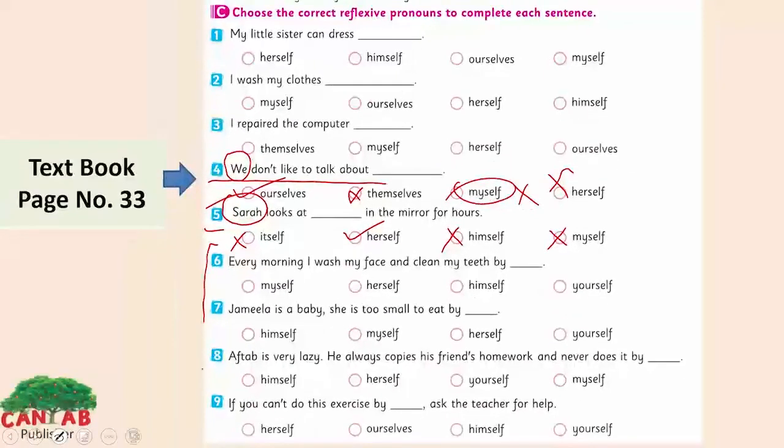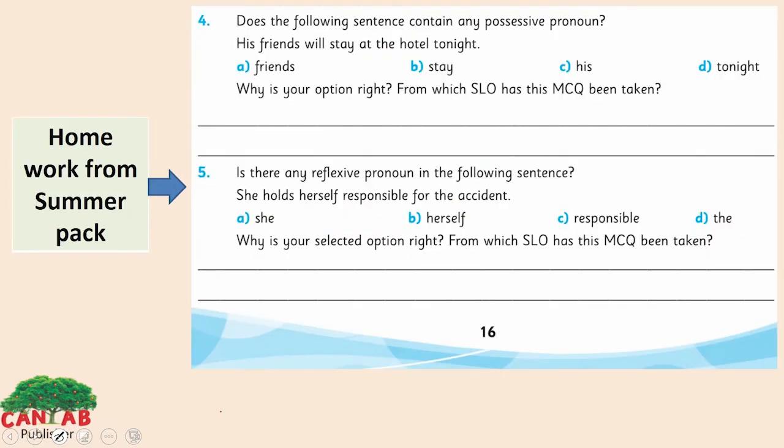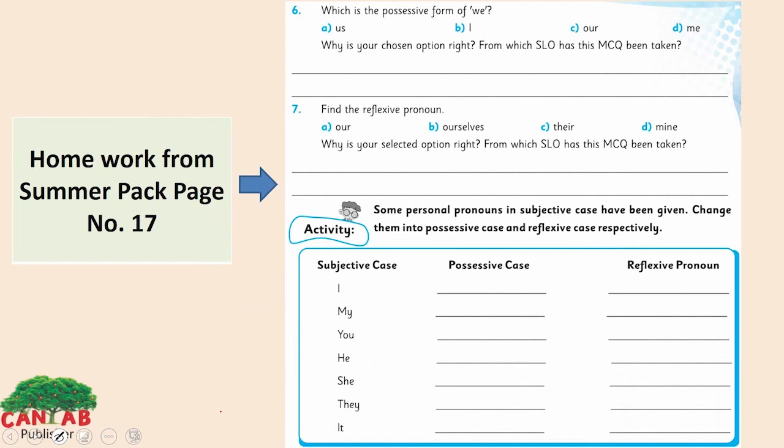Students, do these 4 sentences by yourself. This is your homework from the summer pack on page number 16. This is also your homework from page number 17 from the summer pack. We have an activity here. Some personal pronouns in subjective case have been given. Change them into possessive case and reflexive case respectively.